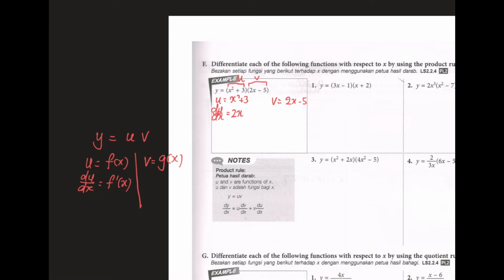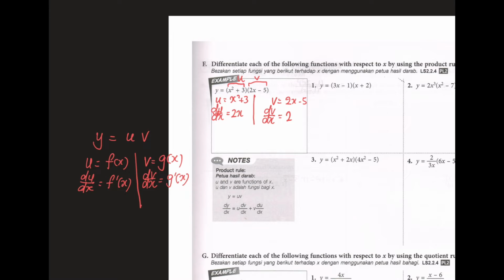Then I have v equal to g(x). I differentiate it, so I will get dv/dx equal to g prime of x. For example, for our case here, we have v equal to 2x minus 5. We differentiate it. dv/dx equal to, 2x differentiates to 2, minus 5 differentiates to nothing. So I have du/dx and dv/dx found.